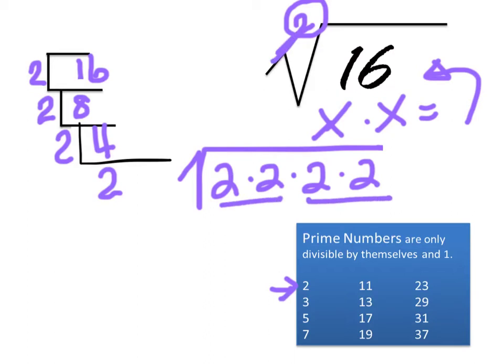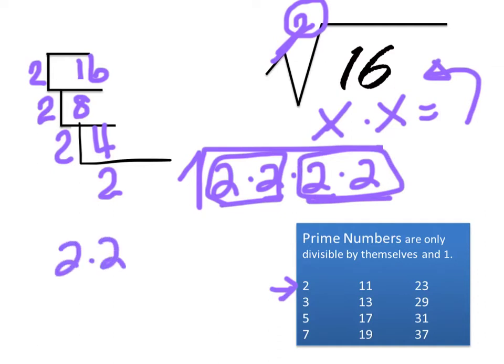So we can pull out from this group here and this group here. So we'd get 2 times 2 out from underneath the square root equals 4. And sure enough, 4 times 4 is 16.